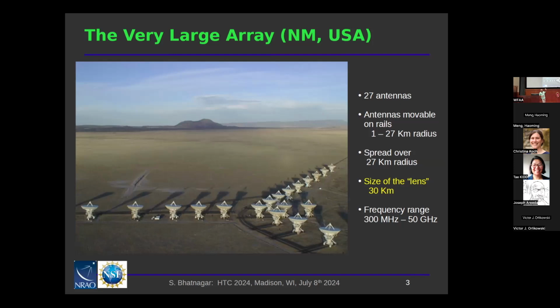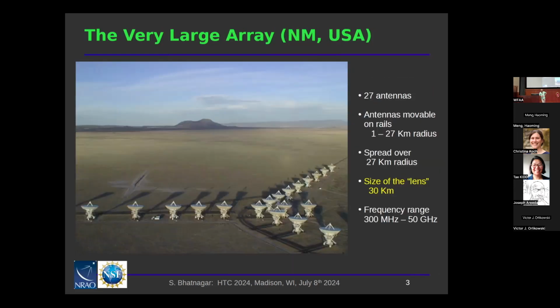The reason why we do it this way, and I'll show you why, is basically resolution. Getting the resolution requires a large lens, and to produce a large lens at radio wavelengths is hard, and that is solved by making these kinds of interferometric arrays. So this is one of them.